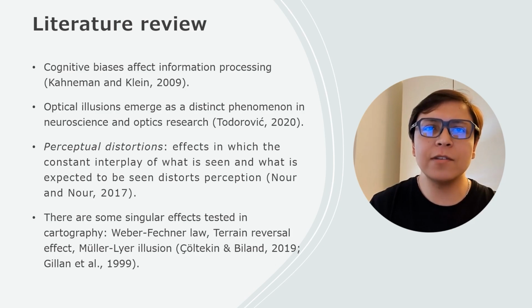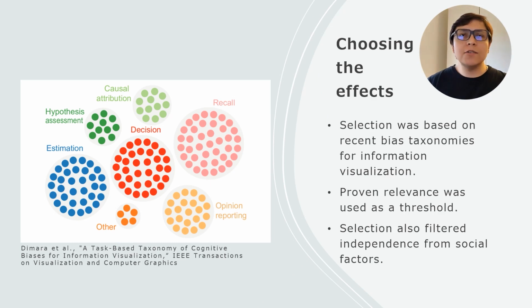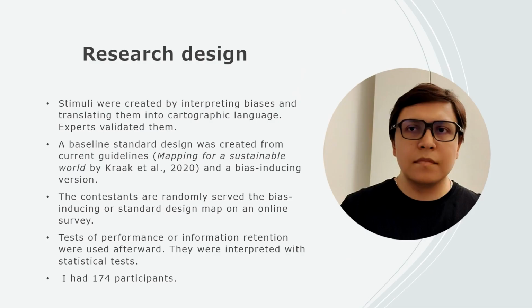I also found out about some singular effects that were tested already in the context of map reading. I chose some effects to test in the empirical phase, and I did my selection based on taxonomies that analyze biases in information visualization. I only considered the effects that were already proven to have a relevance in this field, and I also chose only the biases that don't have strong cultural components that are harder to control.